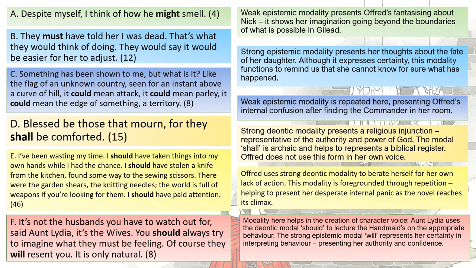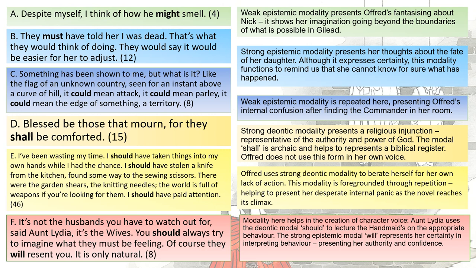Just to talk you through some of the options. In A, you may recall that Offred is encountering Nick. I think Nick has touched her foot in the Commander's household, and this weak epistemic modality presents perhaps her fantasies about him, her imagination of the possibility of how he might smell if she were to get close enough. It's quite an intimate possibility that she discusses here.